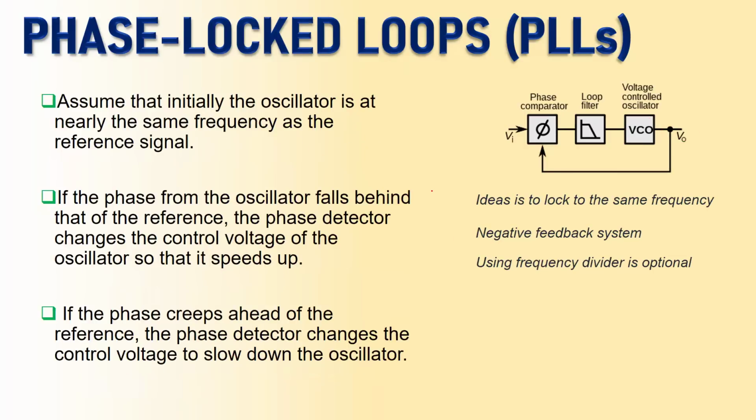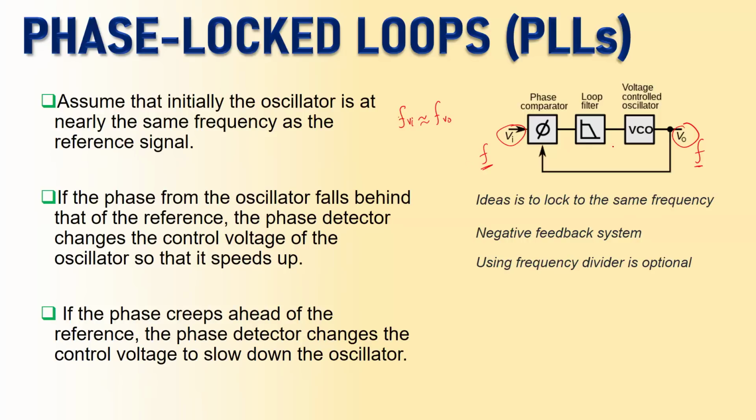So we can assume that initially the oscillator right here is nearly at the same frequency as the reference signal. If, let's say, the frequency of the input signal is F, we can also assume the frequency of the output signal is also F. Which is usually not the case, but for simplification, we will assume that the frequencies are approximately equal, or we say that FVI is approximately equal to FVO right over here.